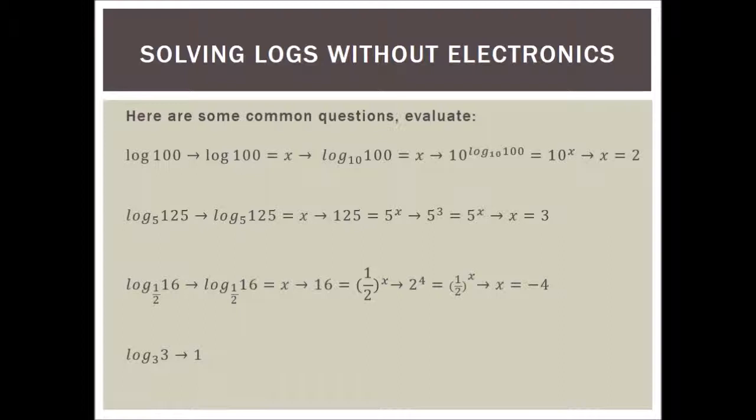All right, and then the last one. This one's really easy. Log base 3 of 3 is 1, and that's one of the log rules as well. But simply, a log with a base of 3 of 3 is just going to cancel out.